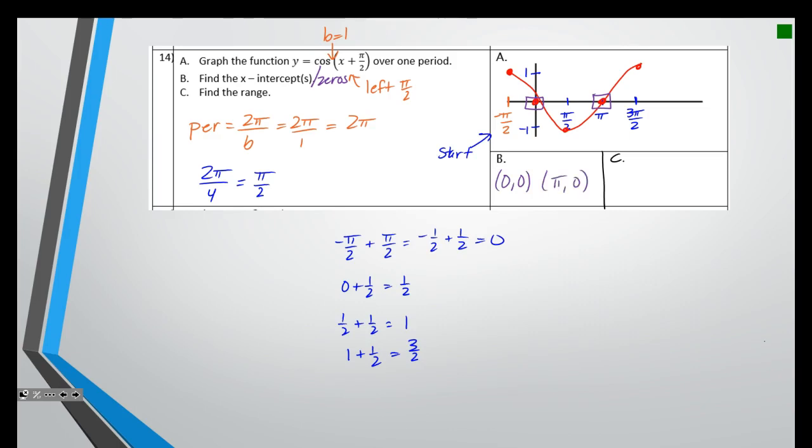And then part C says to find the range. The range is your lowest y value to your highest y value. And I can see that my highest y value is here at 1, and the lowest is here at negative 1. So the range is from negative 1 to 1. And we're going to use square brackets because there are actually points at those numbers. The only time you're going to use parentheses when you're doing a domain or a range is for tangent when you're talking about the asymptotes.